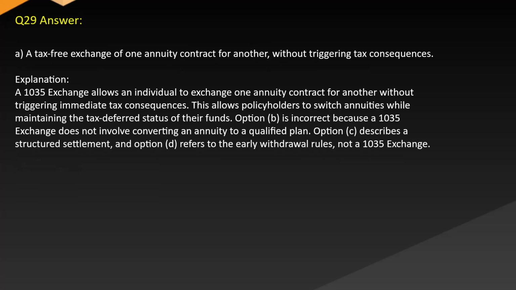Answer A. A tax-free exchange of one annuity contract for another without triggering tax consequences. Explanation. A 1035 exchange allows an individual to exchange one annuity contract for another without triggering immediate tax consequences. This allows policyholders to switch annuities while maintaining the tax-deferred status of their funds. Option B is incorrect because a 1035 exchange does not involve converting an annuity to a qualified plan. Option C describes a structured settlement, and option D refers to the early withdrawal rules, not a 1035 exchange.